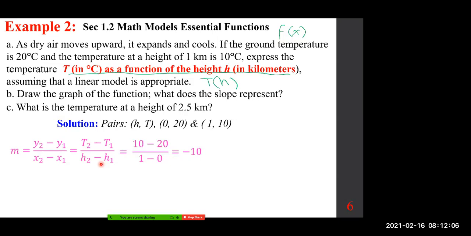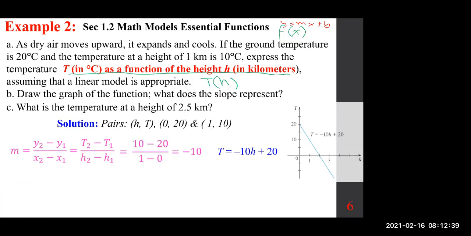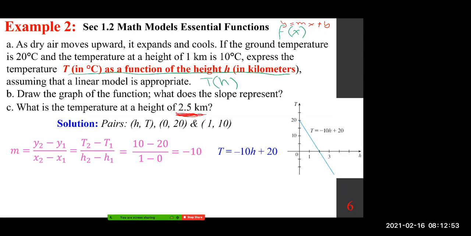And as you recall, for the sake of f of X, Y equals mx plus b when the y-intercept is given. So in this case, we do have 0, 20, so we don't have to go through y minus y1 equals m times x minus x1. I'm going to assume everybody can graph it. I wouldn't worry about that. And then the last part, basically, you replace the h with 2.5.